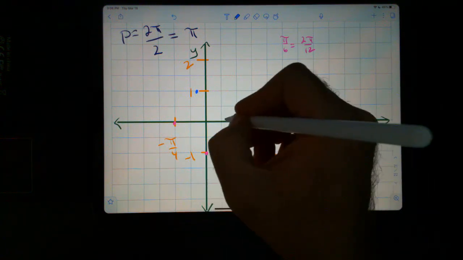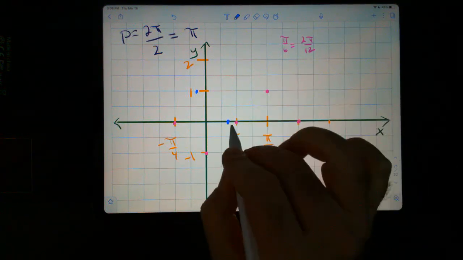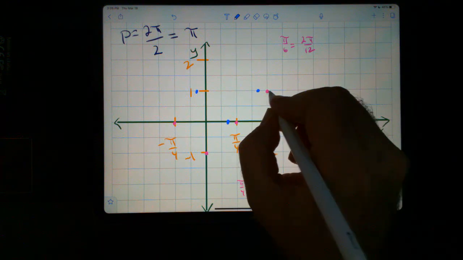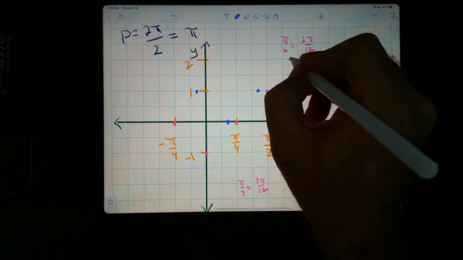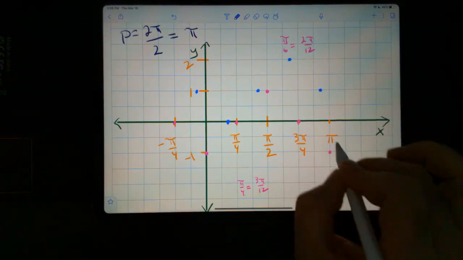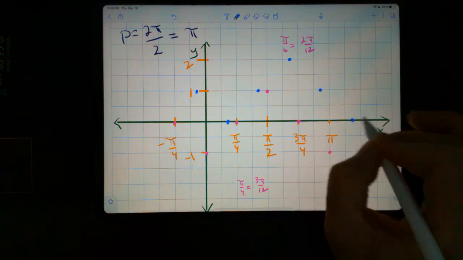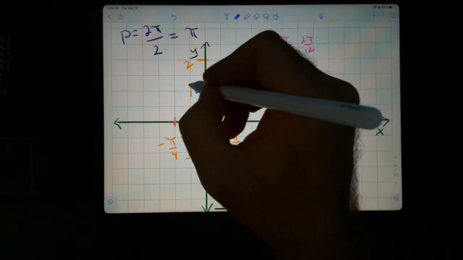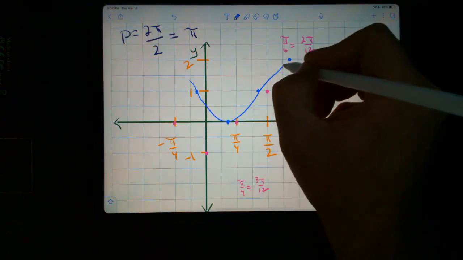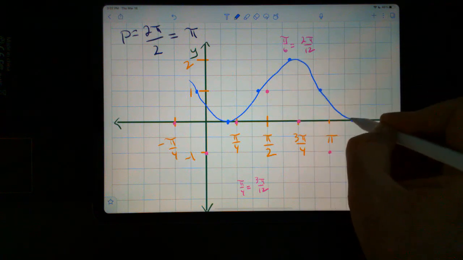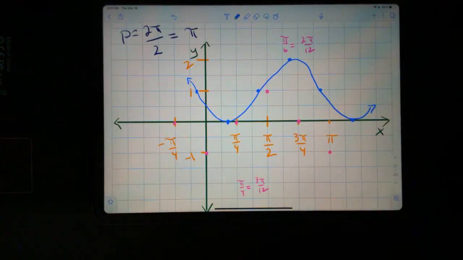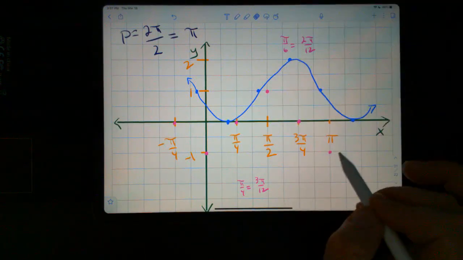Pi over 6 over and 1 unit up, for each of the points. Have arrows on the end of your graphs as they go forever. We can clean this up a little bit.